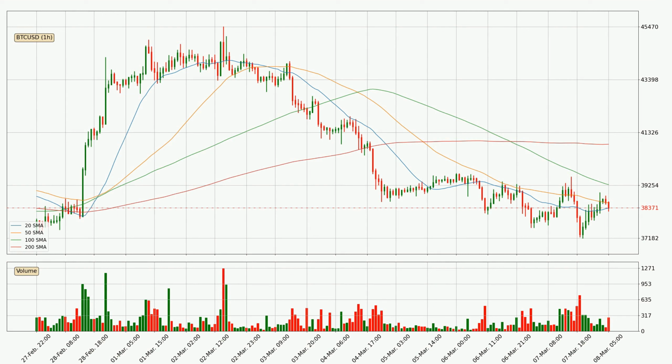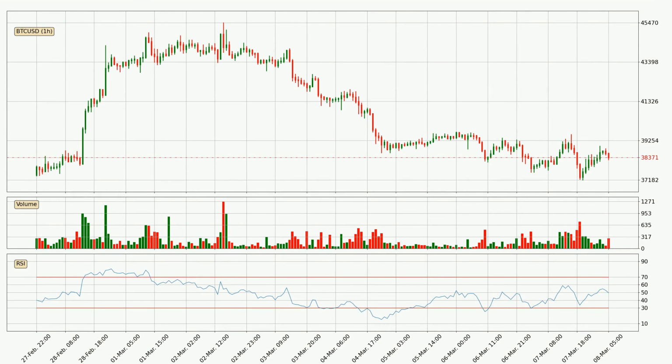Moving to the hourly simple moving averages, the current price is between the 20 and the 50 SMA. If the price bounces off the 20 SMA, which is currently at $38,357, it could be seen as a support, and the 50 SMA that is at $38,562 could be seen as a resistance to the upside. Breaking either way signals a possible further move to the corresponding direction.